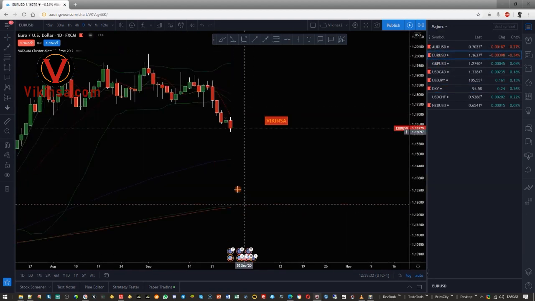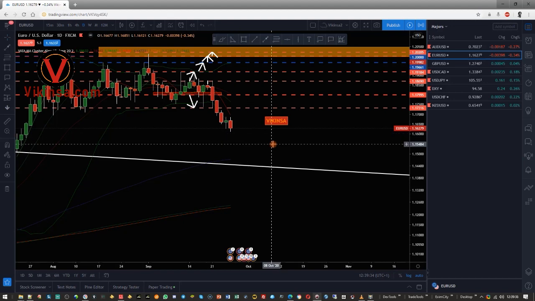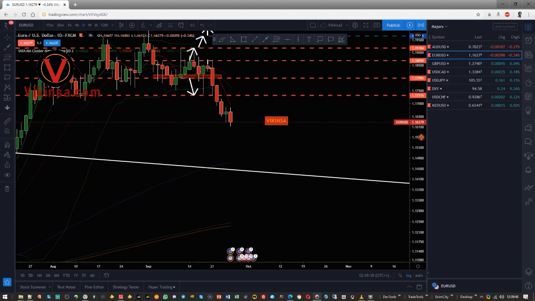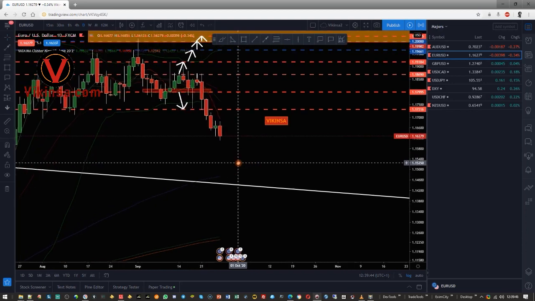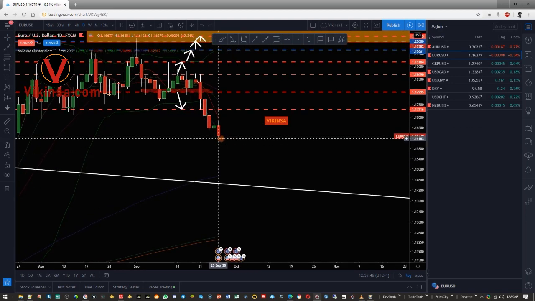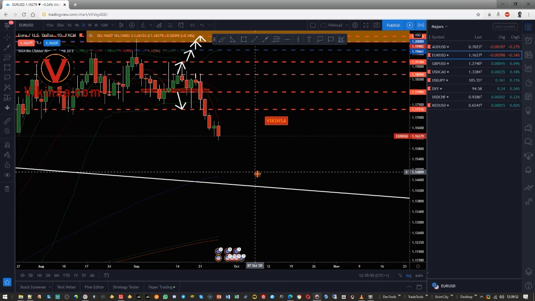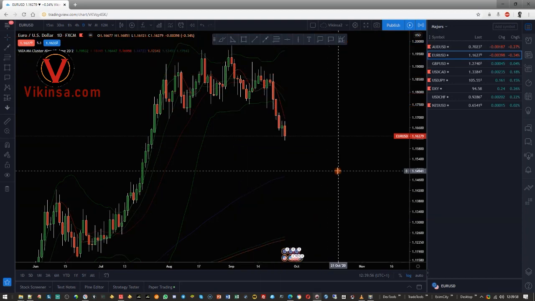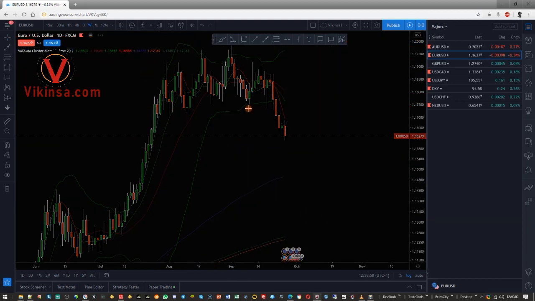So if DXY starts to fall down, then Euro USD may start to go back up, and if that happens, then we can have a very good long opportunity from here if you're day trading. But if you're swing trading like me, then I will wait for market to come here and then give me a short position for it to go down as a trend continuation trade. Okay, so what we can do is we can just remove everything and reset the analysis.